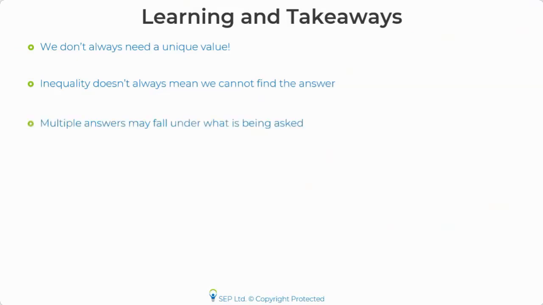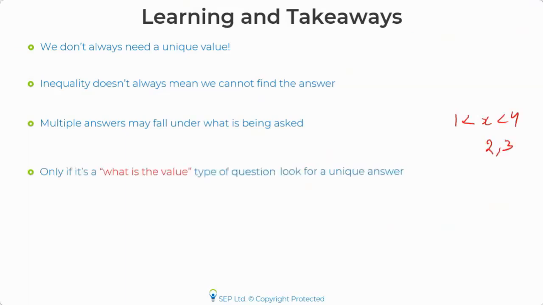Multiple answers may fall under what is being asked. And this is what happened when we saw that region of 1 and 4. There were 2 values of x which were possible, but were still giving us the answer.